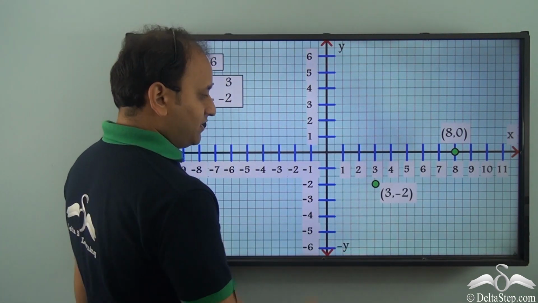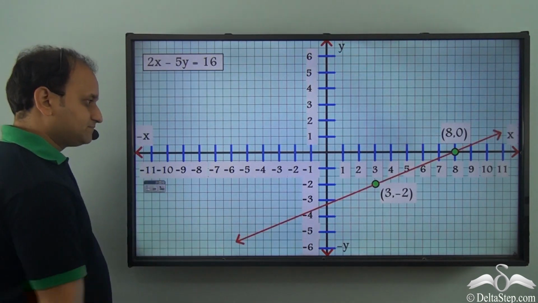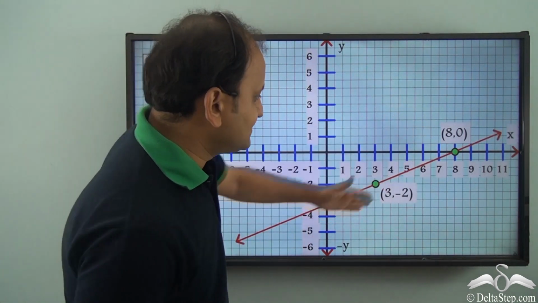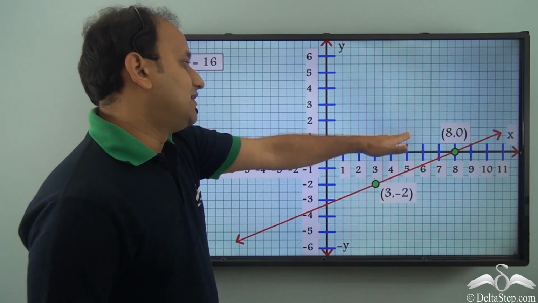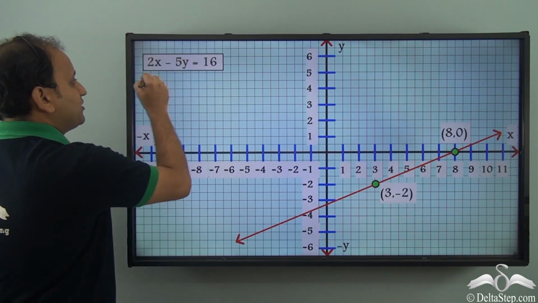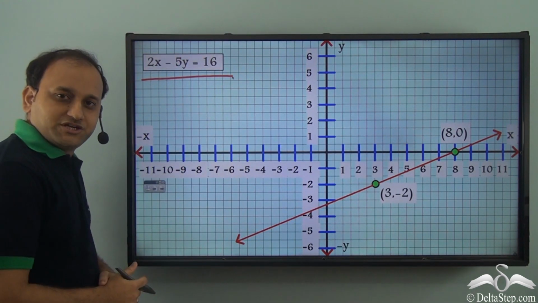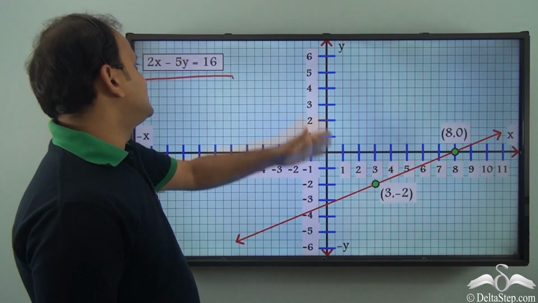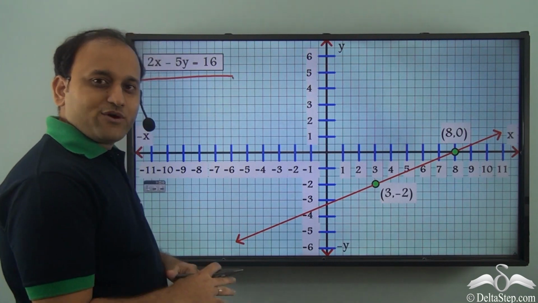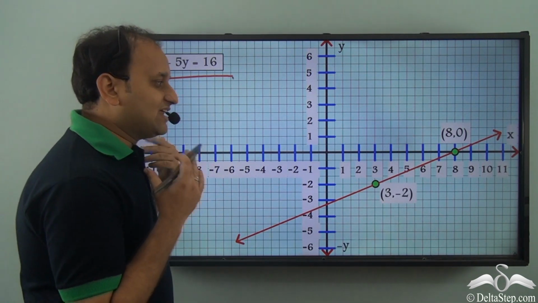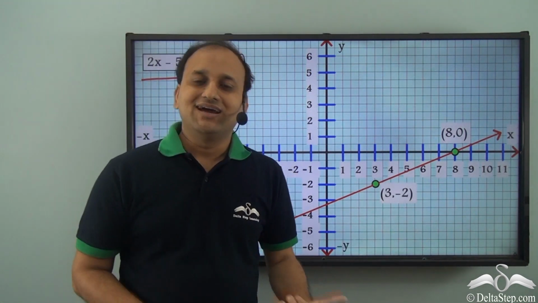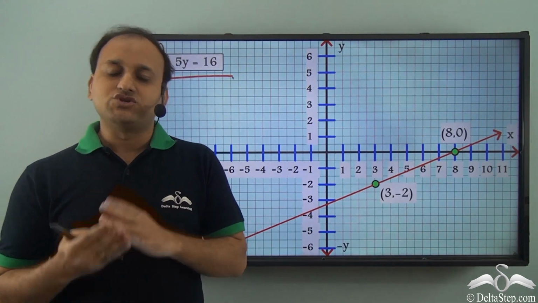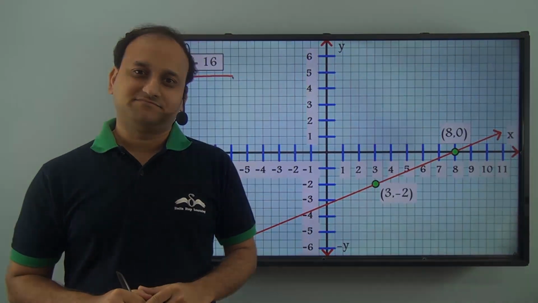Now it's very simple. We'll join these and this is the final line which we need for this particular equation. So every point on this particular line will satisfy this particular equation, and this is how we can easily plot different linear equations on a graph paper.